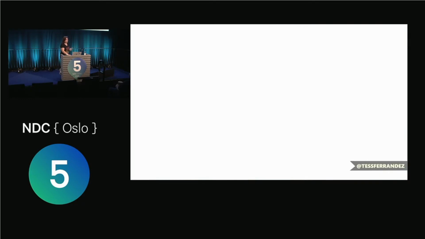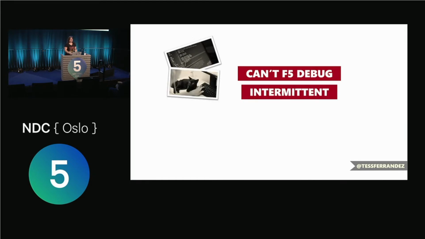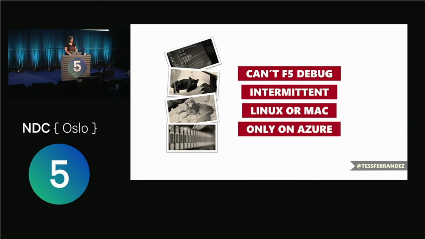The reason why we're using memory dumps to debug these kinds of issues is because they are typically very, very hard to F5 debug. So you can't really step through them. They're also very often intermittent, and they happen on someone else's machine, maybe on an operating system that's not your own. And sometimes they happen in Azure or in the cloud somewhere, and then you have to have a way to troubleshoot it, even if you can't reproduce it locally.